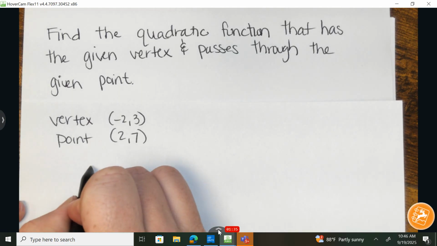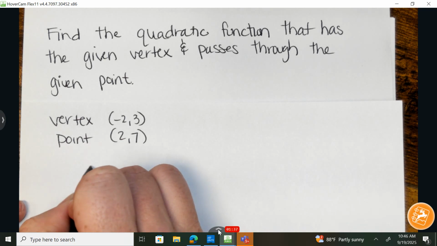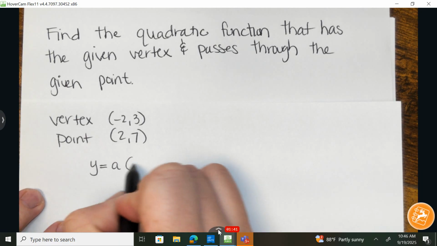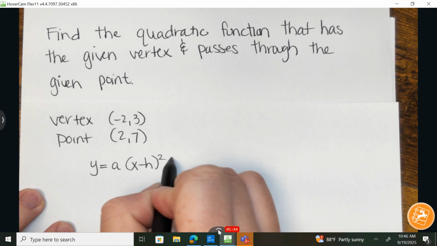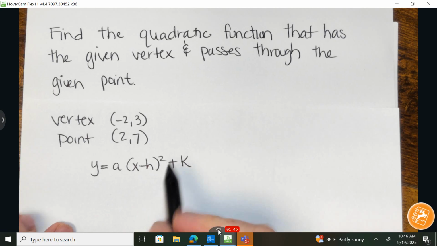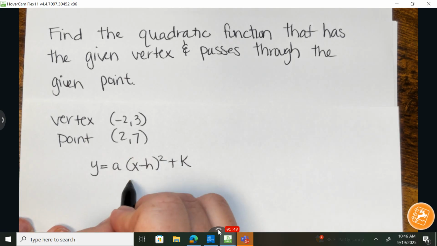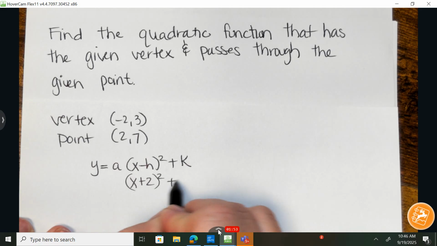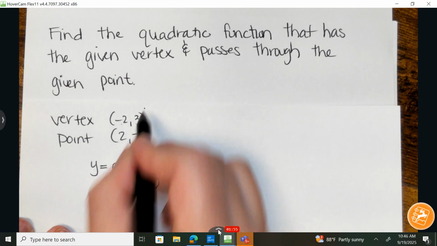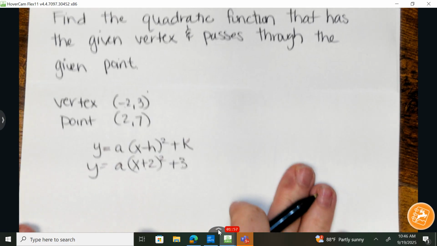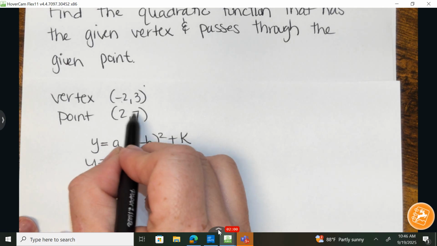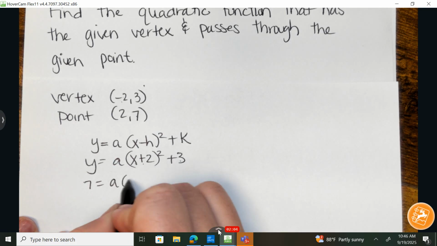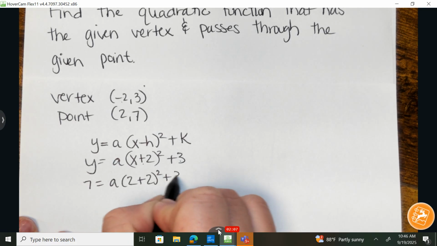All right, so we're going to start with that general equation. We have y equals a times x minus h quantity squared plus k. So I'm going to replace the vertex here. Notice how it's a -2, so it needs to be the opposite symbol inside. It lies to me in front, it tells me the truth in back. Now I'm going to replace y and x with this additional point that the function passes through. 7 is your y and 2 is your x.